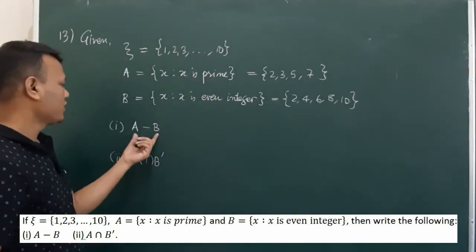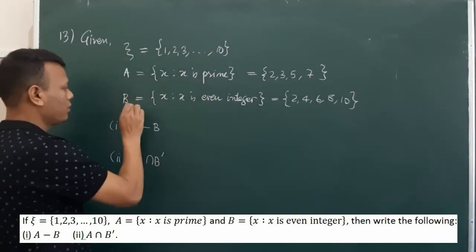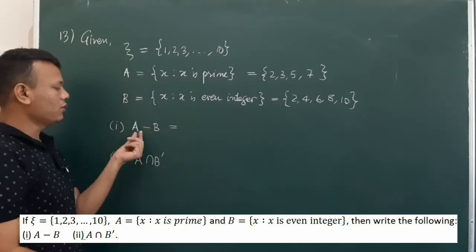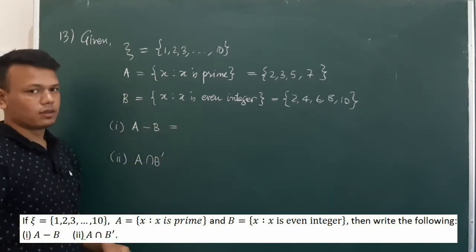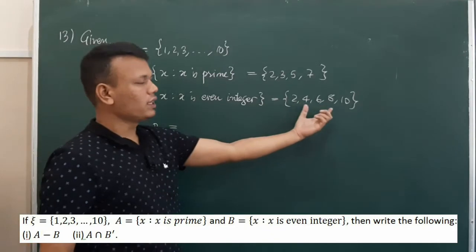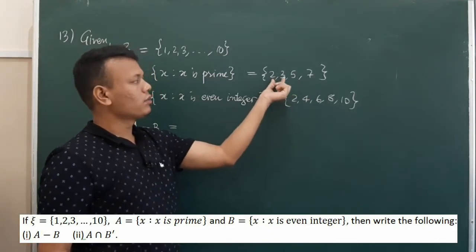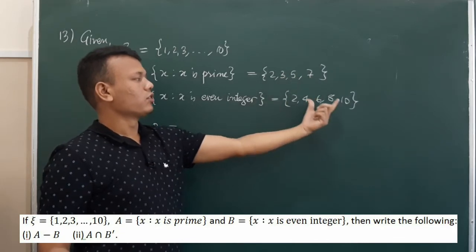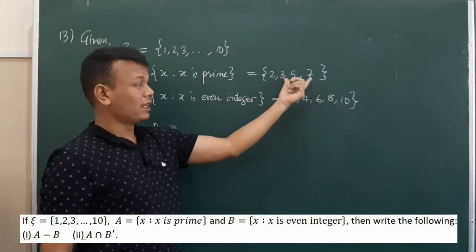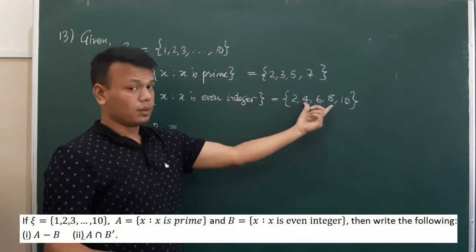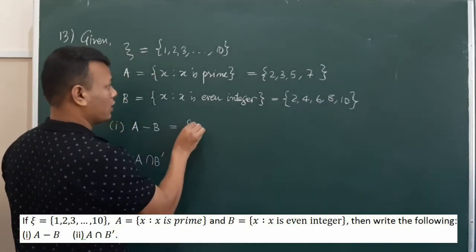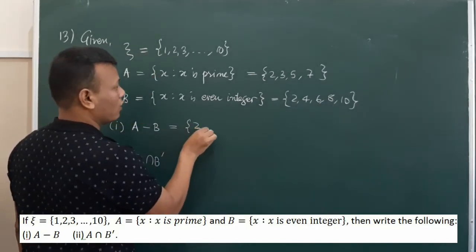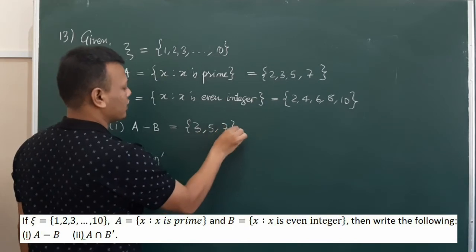Now what we need to find is A minus B. So A is already there, B is already there. A minus B means elements of A which are not in B. Since B contains only even numbers, we need to eliminate the even ones from here. So we have only 2 as the even. That means these are the elements of A which are not present in B. So that's why this set will be 3, 5 and 7.